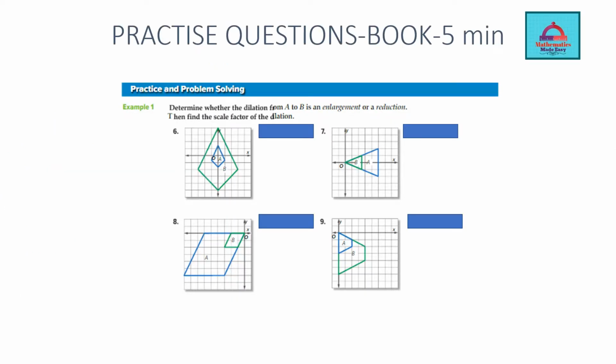Now let's take some practice questions from your math book. Here you have to determine from A to B whether it is an enlargement or a dilation, and then you have to find the scale factor of the dilation. So if you look from A to B, that is from blue to green, it is definitely here for the first part an enlargement.